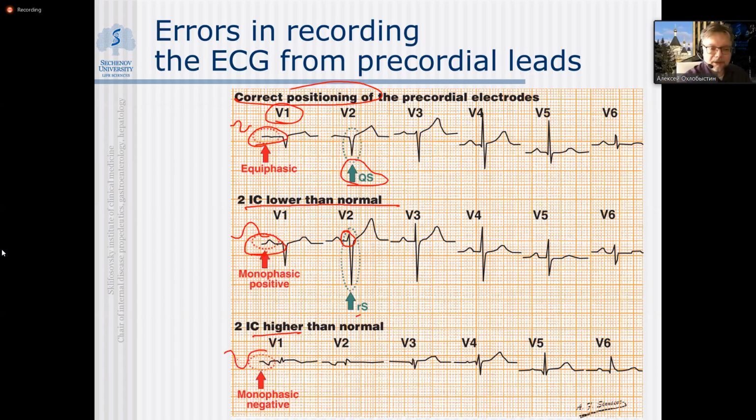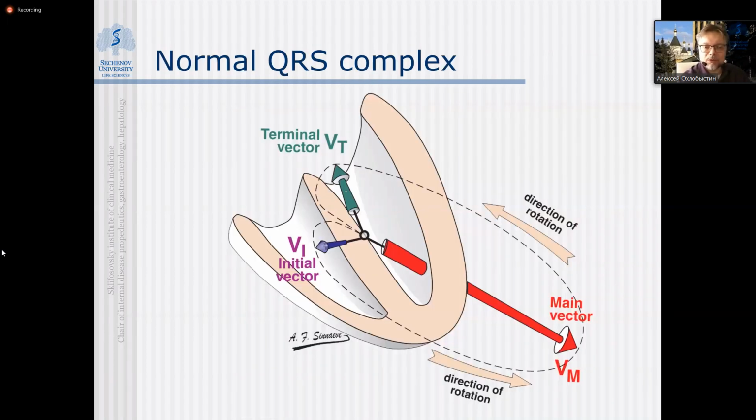Before starting to diagnose hypertrophies of the atria or some ventricular issues, please recheck what's happening in another plane, in other leads, and maybe ask the nurse to re-record the ECG in your patient. Good.